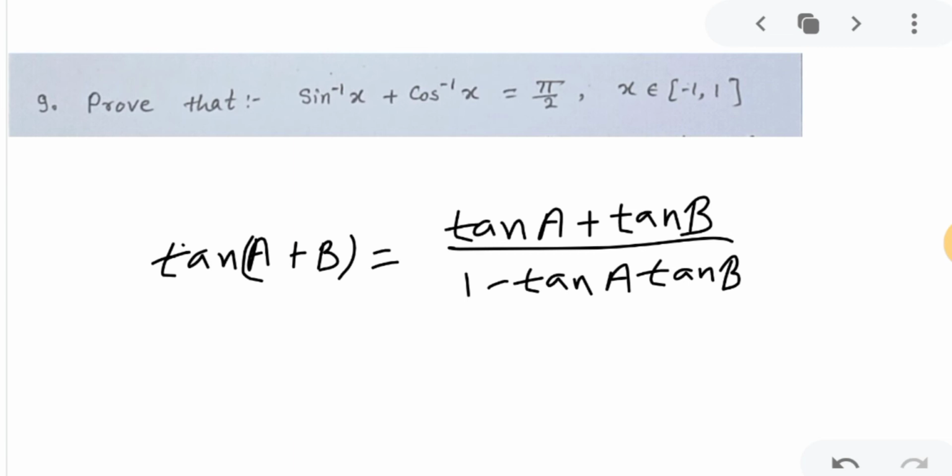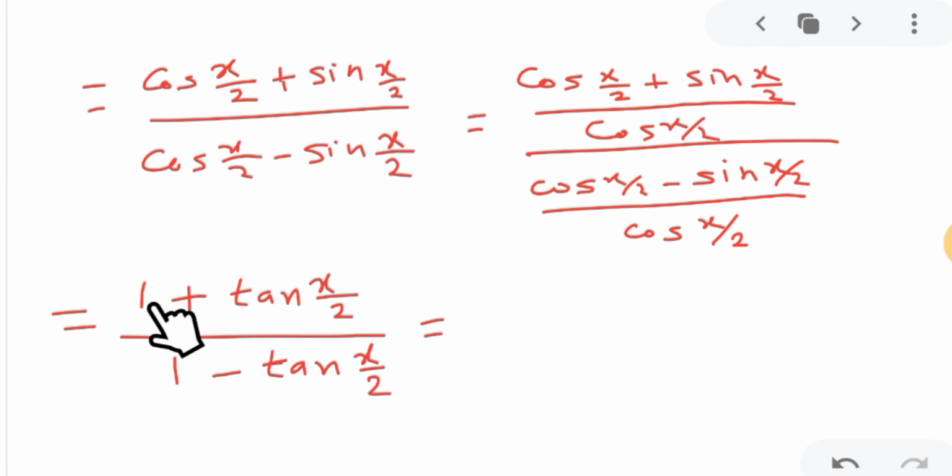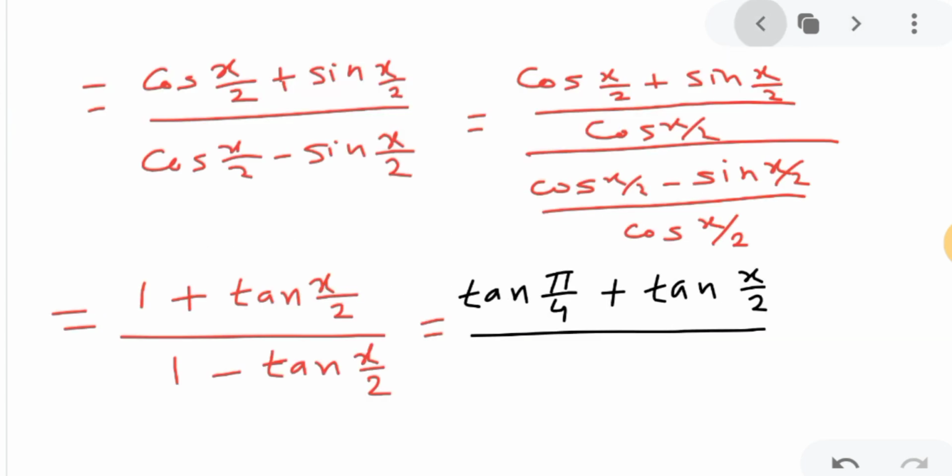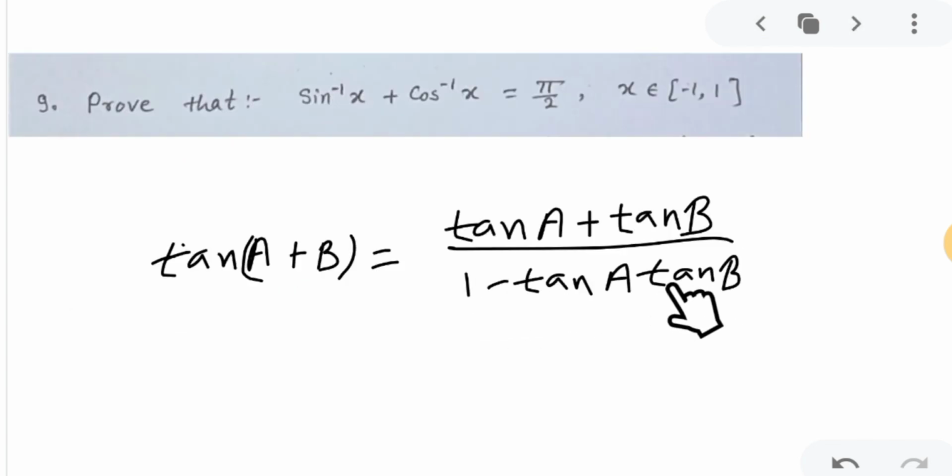Okay, so by using this formula, this side I need tan A plus tan B, but here if you see there is no tan A, but 1 I can write as tan pi upon 4. So I will write tan 45, which means tan pi upon 4 plus tan x upon 2, correct? So this side is tan A plus tan B. Now I got tan A plus tan B. Below should be 1 minus tan A tan B.